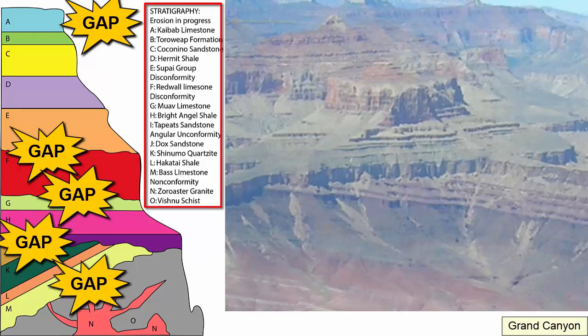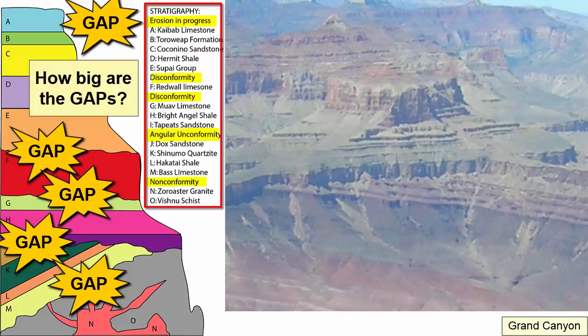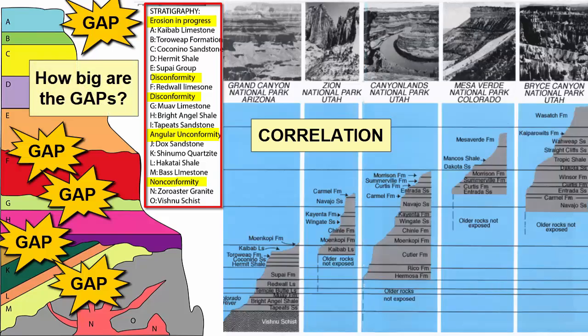Gaps in our story exist everywhere there's an unconformity. How much of a gap? To determine that, we could try to correlate with surrounding geology, which it turns out is possible with the nearby Bryce Canyon and Zion National Parks. We could also conduct numeric dating on the rocks above and below if they contain the right ingredients for radiometric dating. Or we can use fossils.